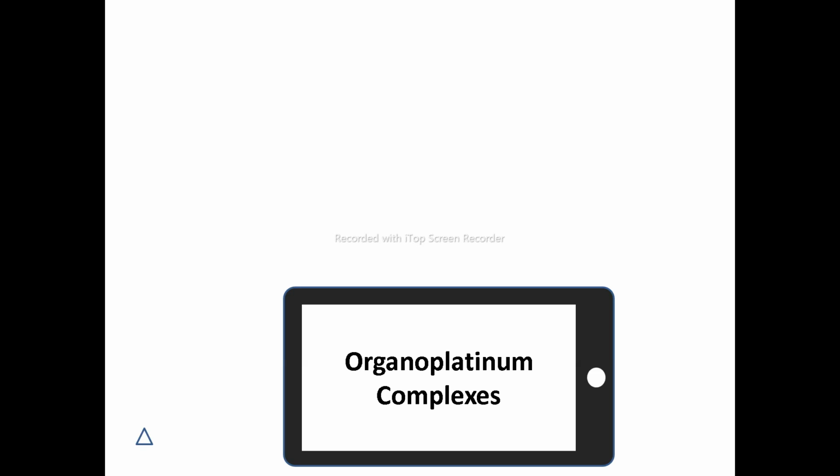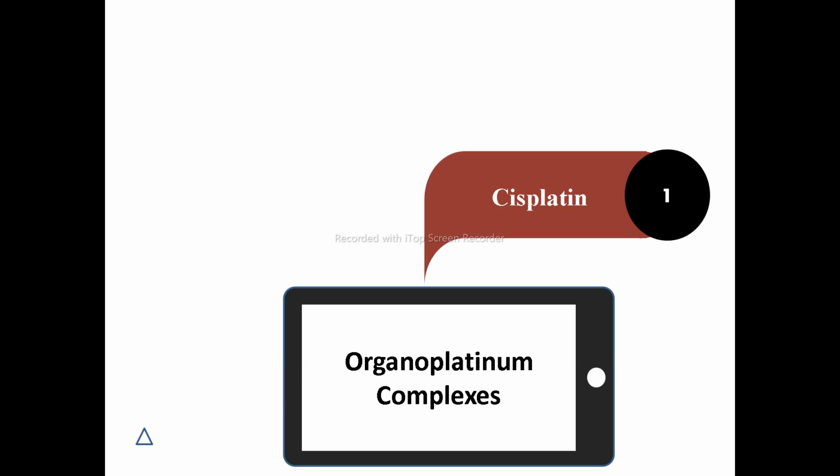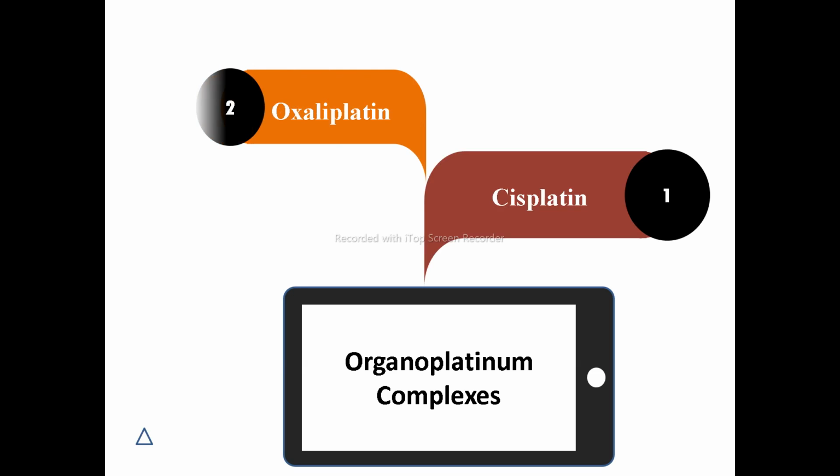So students, we are starting with the next class of the anticancer agents, that is the organoplatinum complexes. These organoplatinum complexes are further divided into two drugs. Means there are two agents in this class. The first one is cisplatin and the other one is oxaliplatin. So there are only these two agents which we have to cover in today's lecture.